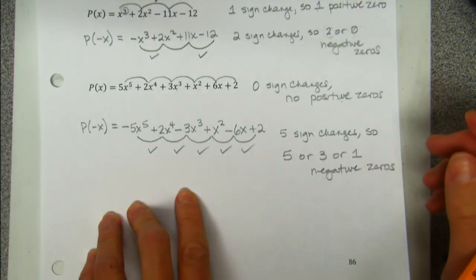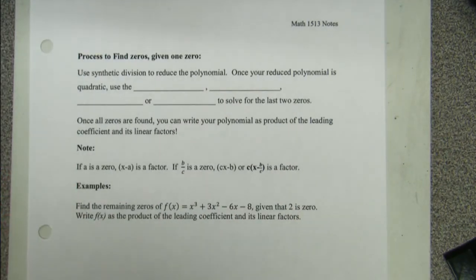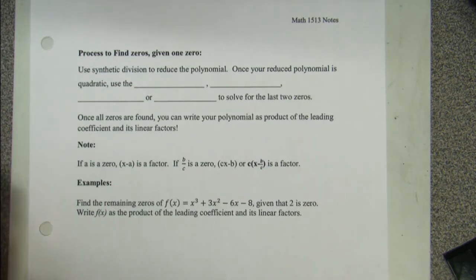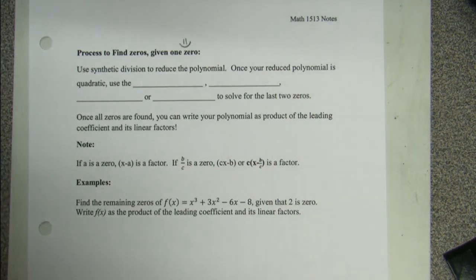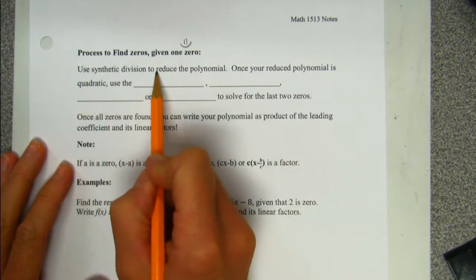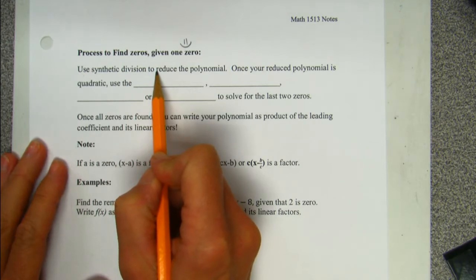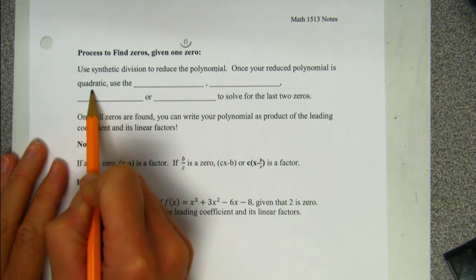All right, let's put a big, giant bow on this lesson with pages 87 and 88 and see if you can see where we're going and how all of this is going to help us. The process to find zeros given 1 zero. If they give you one of the zeros, they're telling you where to start. You're going to use synthetic division with that zero to reduce the polynomial.